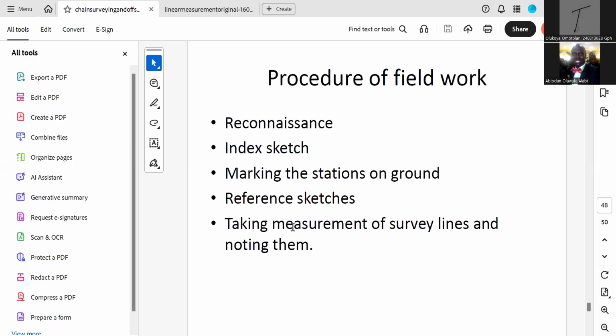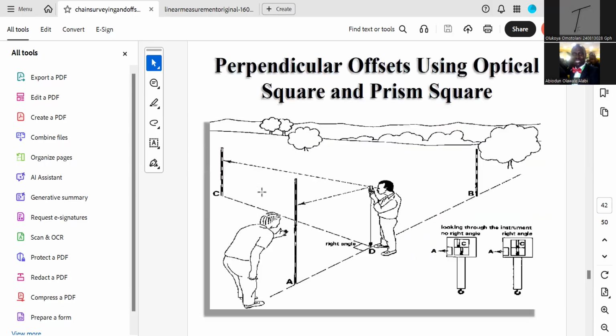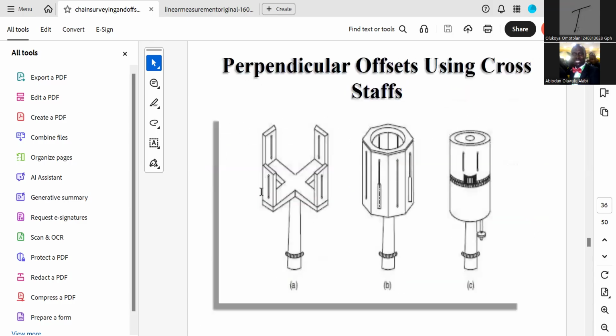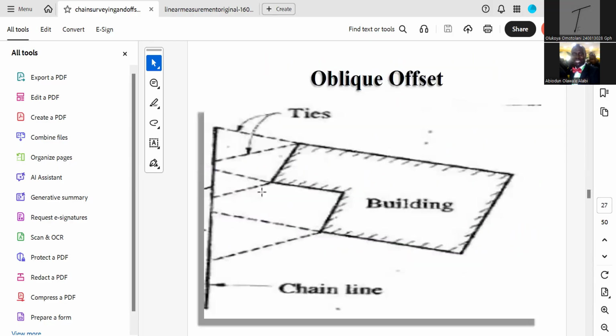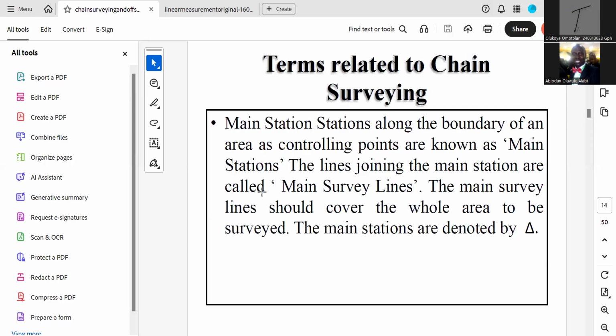Don't forget, I told you that the baseline passes across the property. It passes most of the time across the properties. So let me show you a diagram. If I can get a typical diagram that explains baseline. I hope I found it.